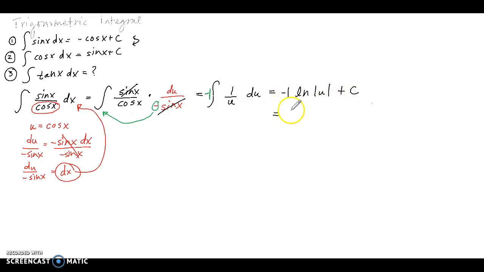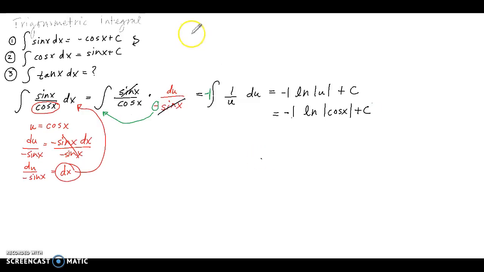And so our answer for the integral of tangent x is negative 1 ln absolute value of the u quantity. The u was cosine x from our red function over there, plus c. And there you have it. That's our first trigonometric integration for tan x.